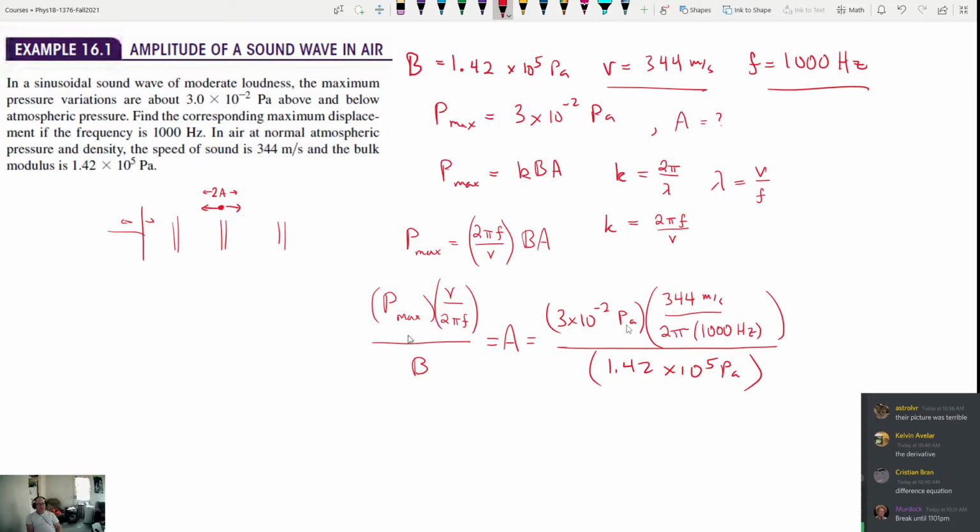So let's see if this equation makes sense. Can you all calculate this for me and tell me what you get? I just want to talk about the equation. What do you get out of this one?